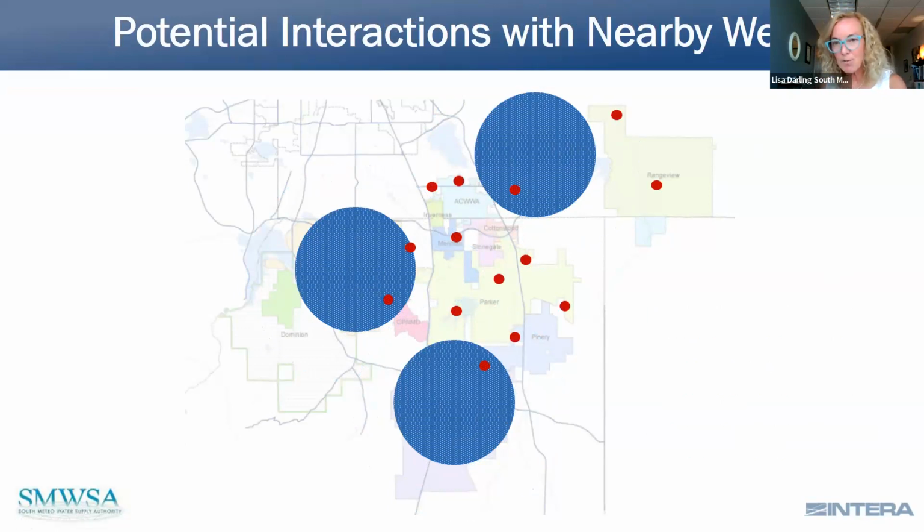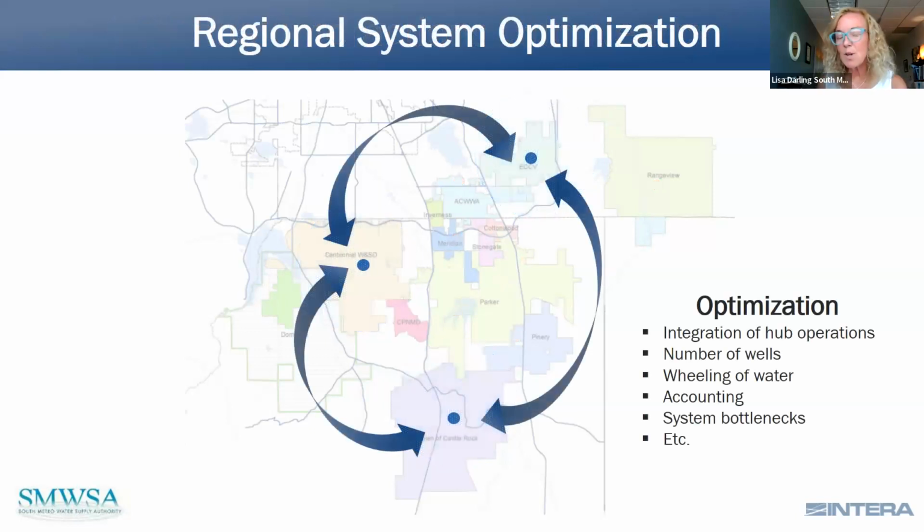So of course, there's a number of wells. As I mentioned, our communities still have a number of non-tributary wells. So we would look at those potential interactions with those nearby wells. Next slide. But here's what we're really looking at.